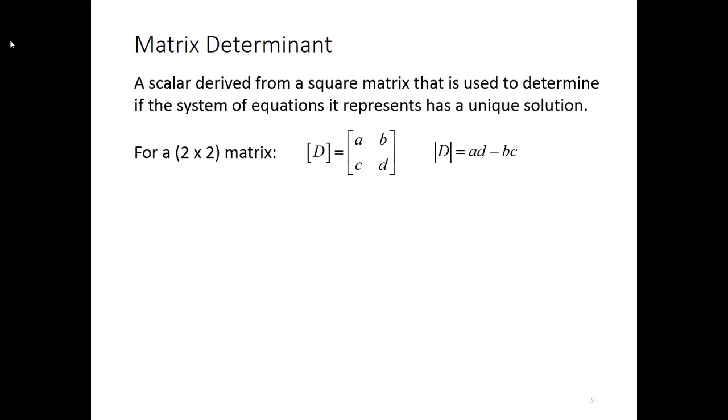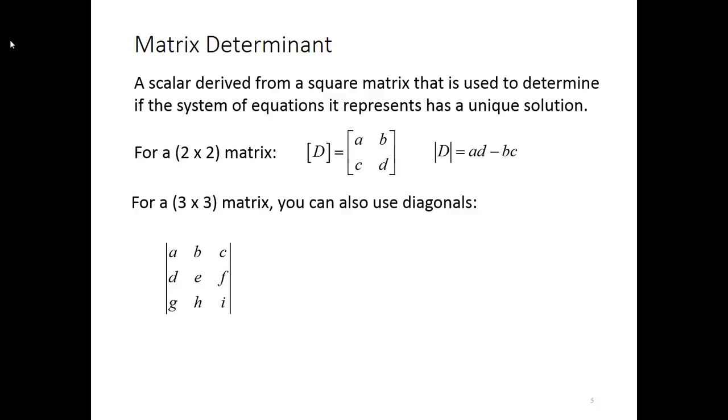A 3 by 3 matrix is kind of similar to that. You can also use the diagonals. So go down the main diagonal, we get AEI, and then we continue to go down the diagonals, but we have to have a complete diagonal. So BF, and then we have to go grab G. And then C, but that has to go with D and H.